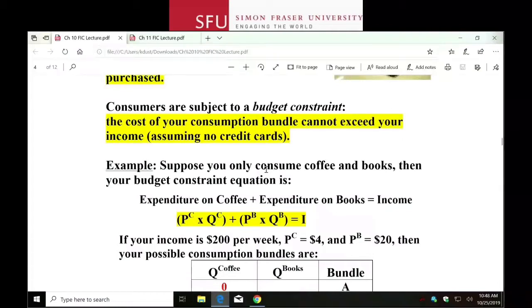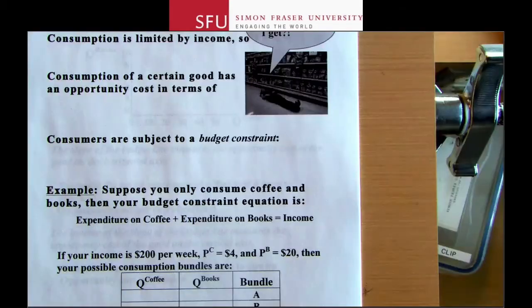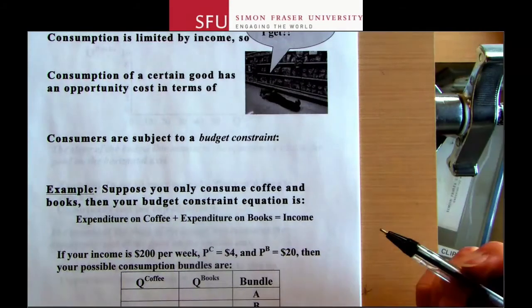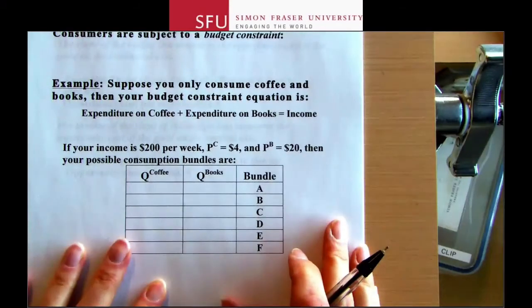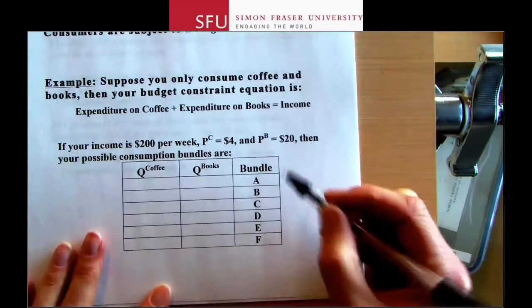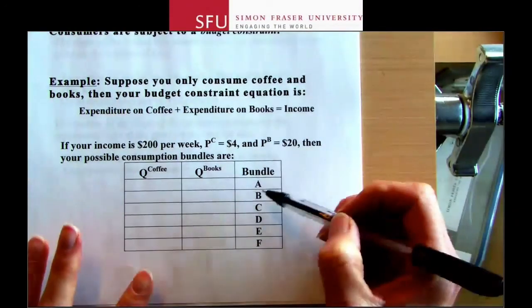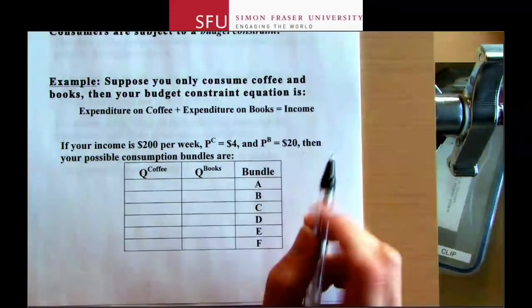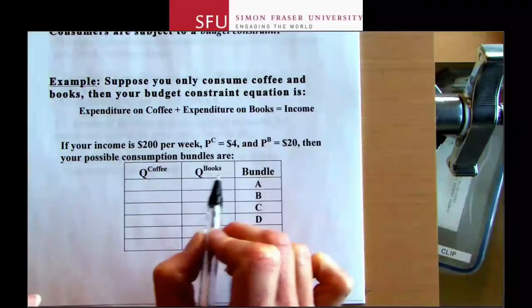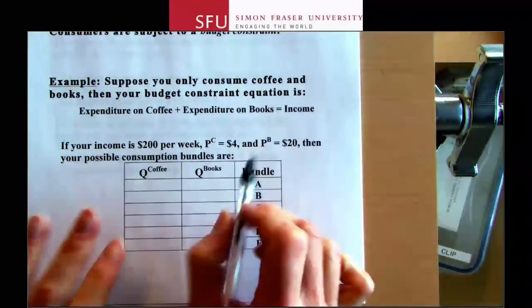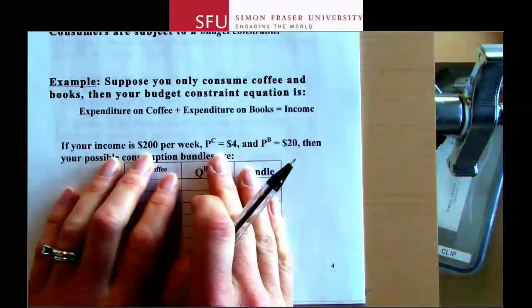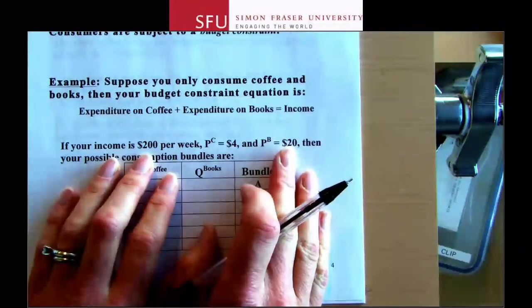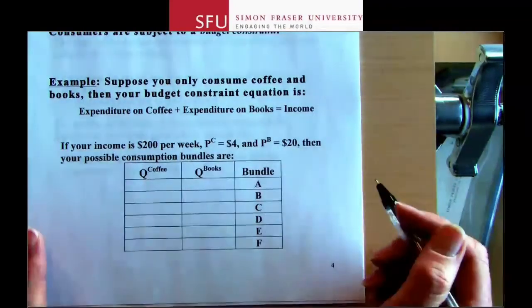Okay, so in this example then, your income is $200 per week. The price of coffee, $4. The price of books, $20. All right, so we'll start. What we're going to do in the table here is figure out some different possible combinations of the two goods that you could get, because you have lots of choices, right? With your $200, you could get only coffee and no books, or only books and no coffee, or half and half, right? You've got lots of different choices.